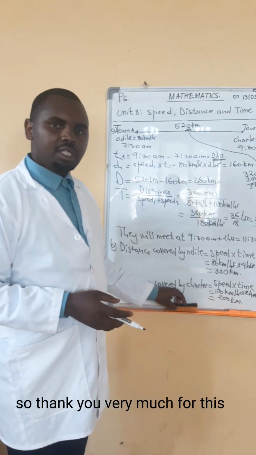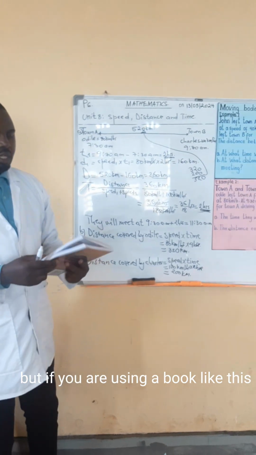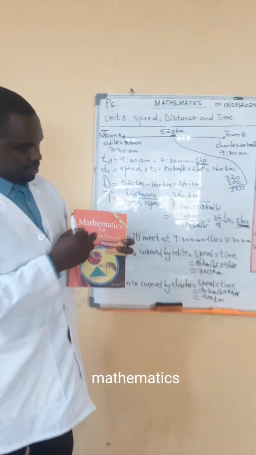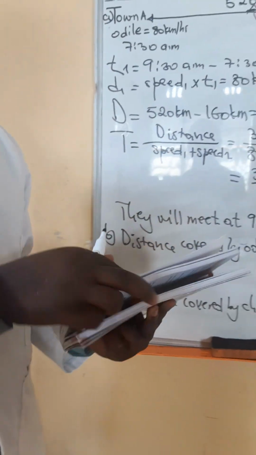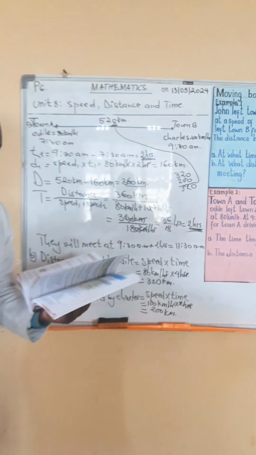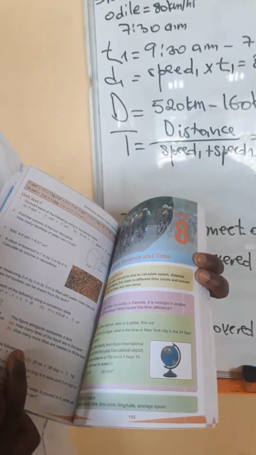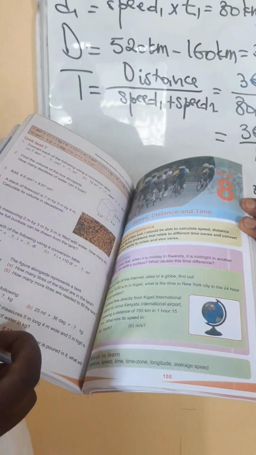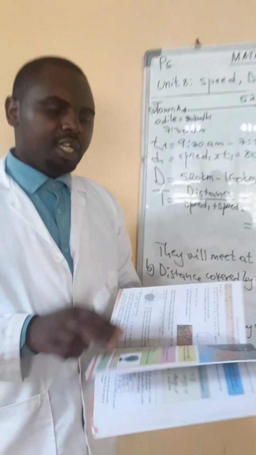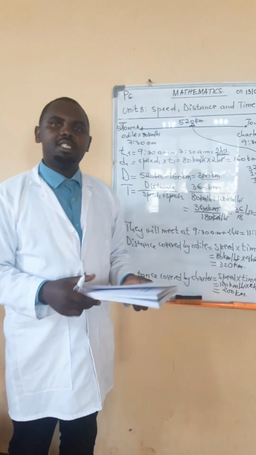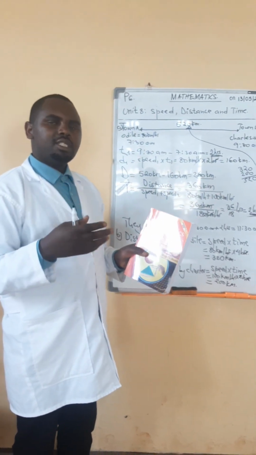But if you are using a book like this, the Mathematics book for Rwandan School Primary 6, you try to check this unit. It is speed, distance and time. Unit 8, it is on page 155.